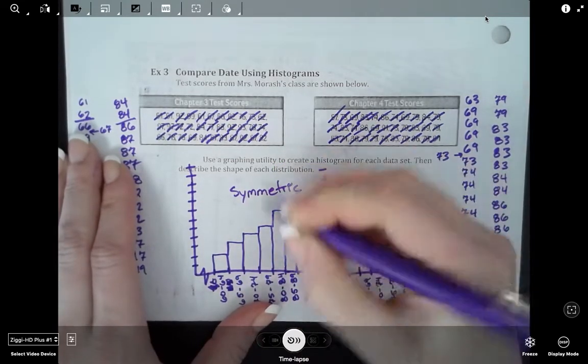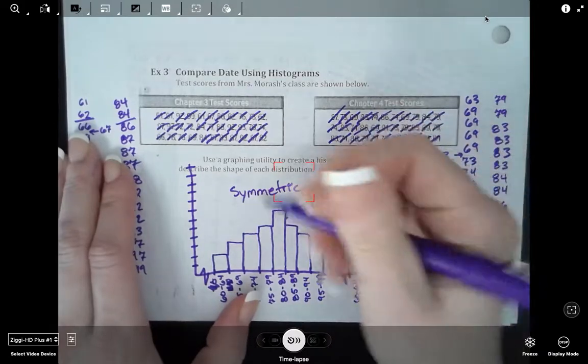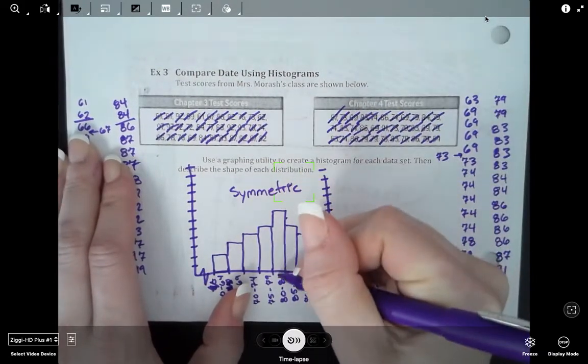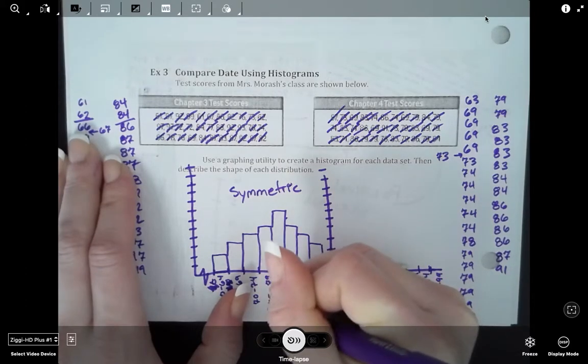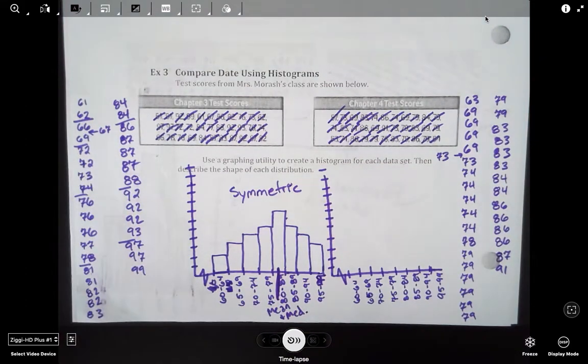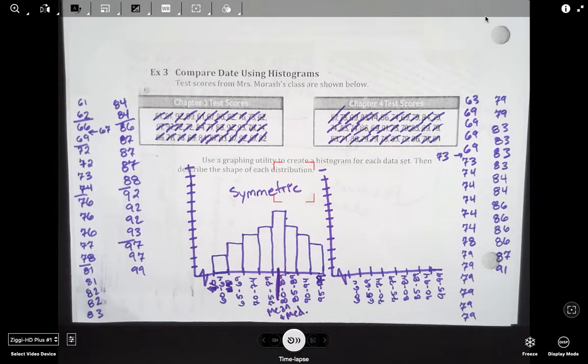Okay, so you had a lot of people score right here in the middle. In a symmetric graph, your average, like your mean and your median, are both living here. Both the mean and the median will probably be right there in the middle. That's what happens with a symmetric graph. Okay, are we ready to move on to the second one?